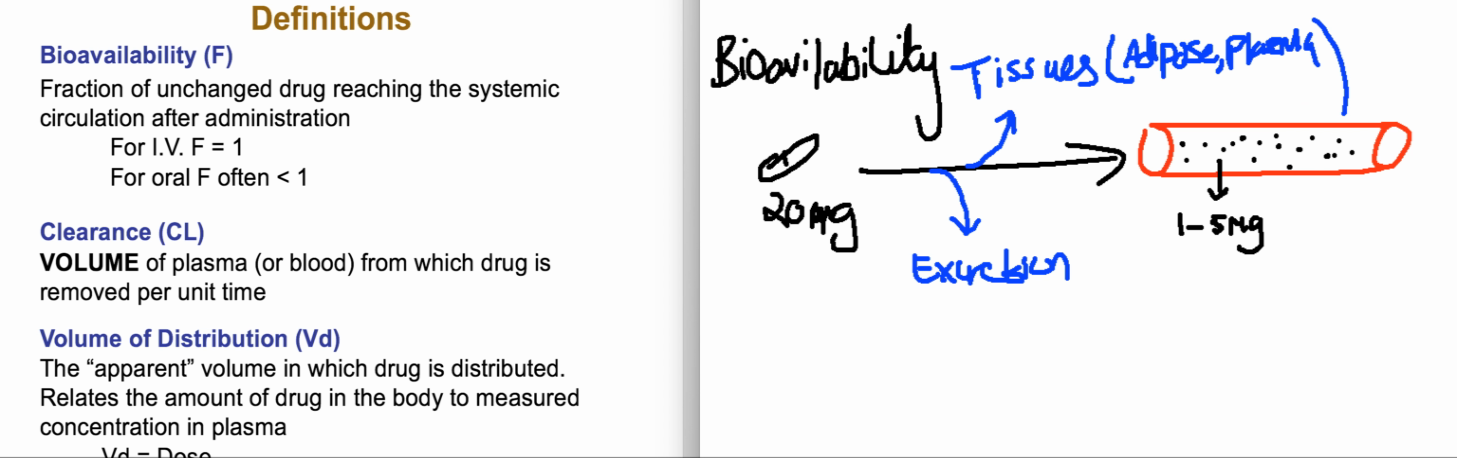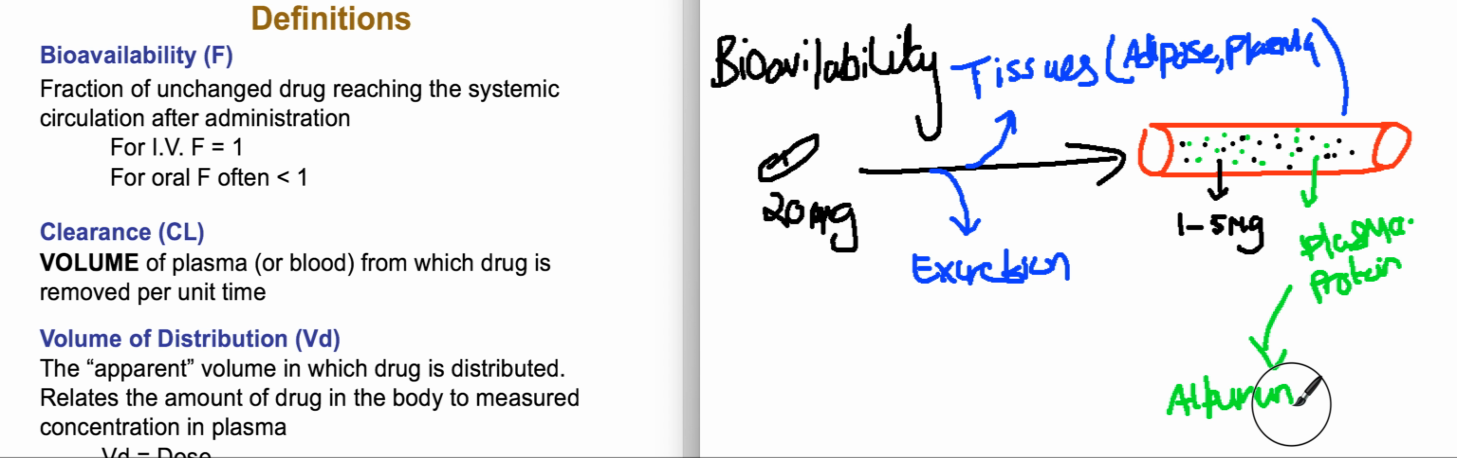And what I'm going to do here is put these ones in green. These green dots here are drugs that are bound to plasma protein, like albumin. Examples of plasma proteins include albumin, P-glycoprotein, and various other ones.